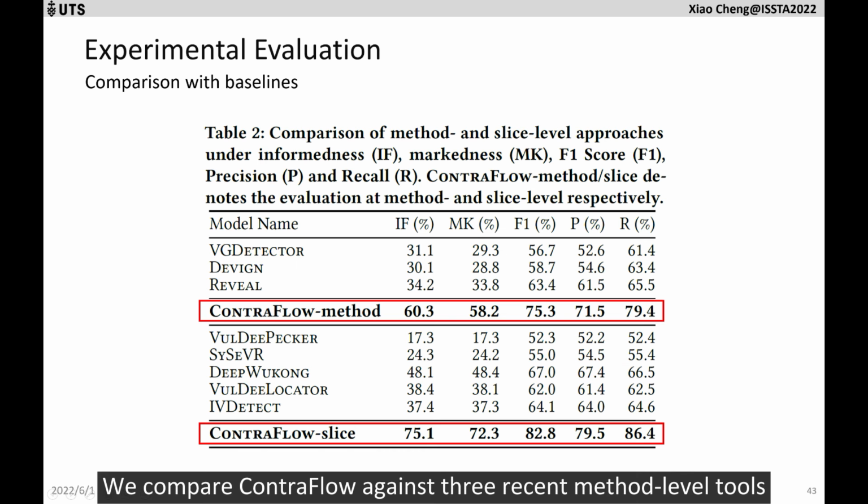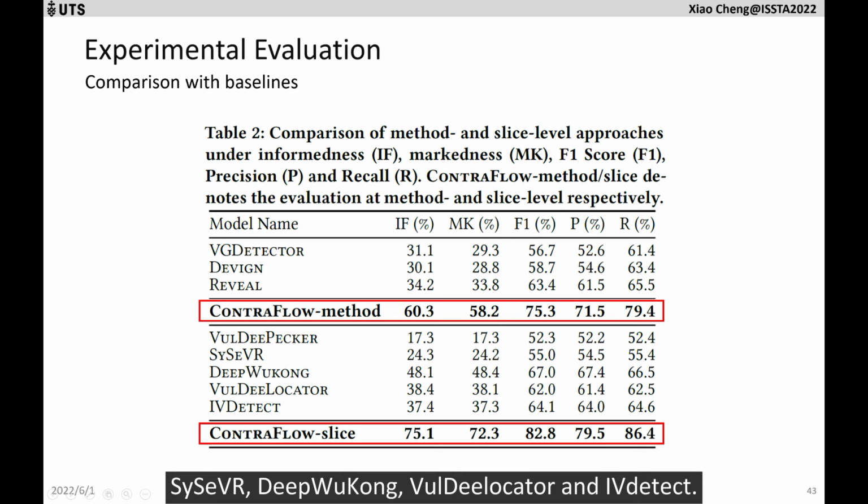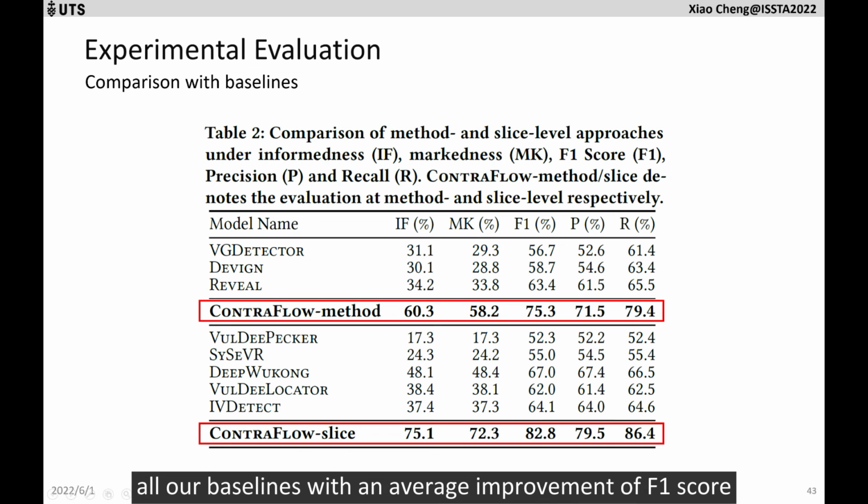We compare ContraFlow against 3 recent method-level tools: Vulde Detector, Devign, and ReVeal, and 5 recent slice-level tools: BGNN4VD, CCVR, DeepWukong, VulDeeLocator, and IVDetect. This table shows the comparison results under informedness, markedness, F1 score, precision, and recall. ContraFlow outperforms all our baselines with an average improvement of F1 score at around 22.9%.